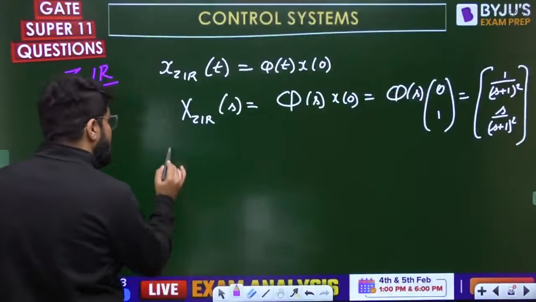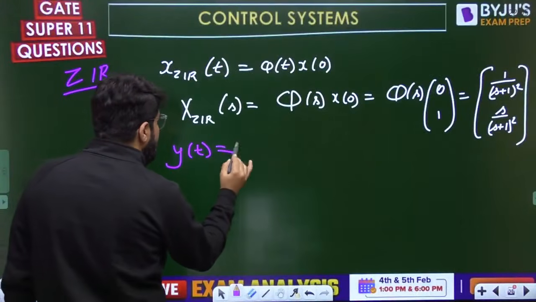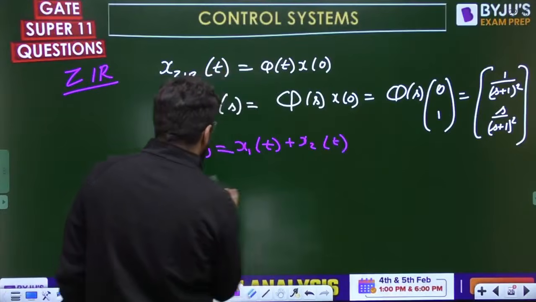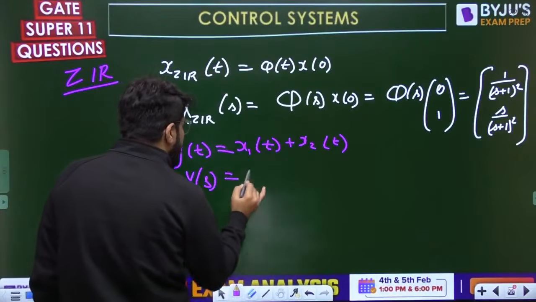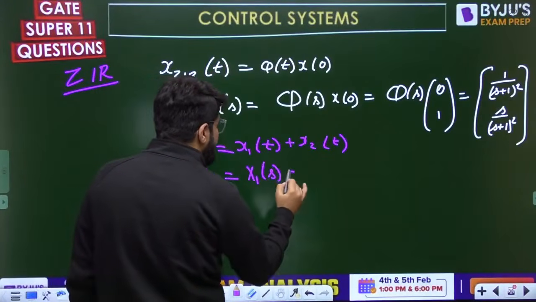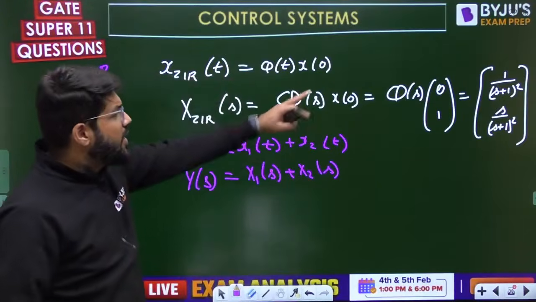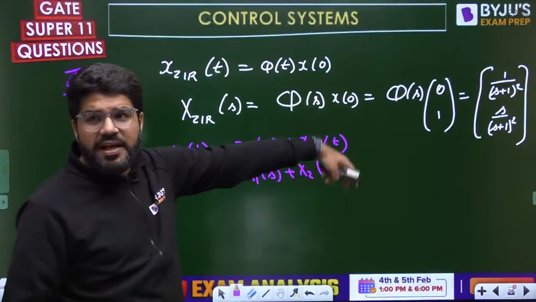So please pay attention, dear. What is the output y(t)? In the time domain, it is x1(t) plus x2(t). So applying the linearity property in the s domain also, it is x1(s) plus x2(s). It is your smartness how you can simplify the calculation. Now I have both the state vector in the s domain.